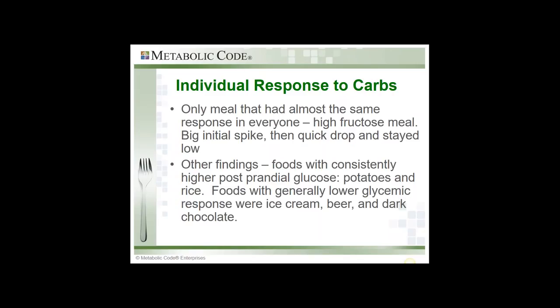They used bread and butter, they used plain bread, and they used a high fructose meal as one of the things that they studied. And it was interesting. While there was a varied response to the bread and butter, plain bread, and the other, I forget what the fourth meal was, there were four different mixes of carb. The one meal that had almost the same response in everyone, although there were slight variances among individuals, was a high fructose meal. The response was a big initial spike in blood sugar, then a quick drop, and then it just kept getting really, really low until the next meal.